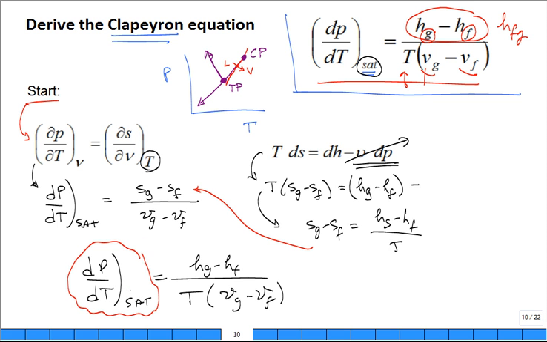Pretty easy. How about this group of terms? Easy or hard to measure in the lab? Easy. This temperature, easy. This gives me a way to get HFG, the heat of vaporization, from easier measurements. That's the beauty of it, okay?